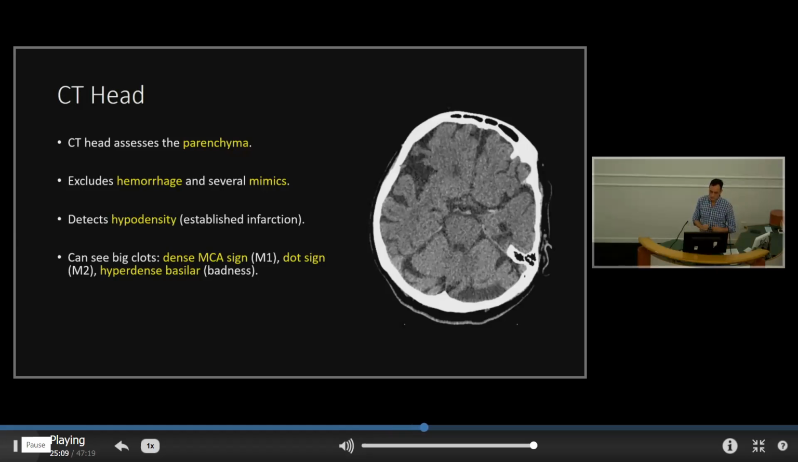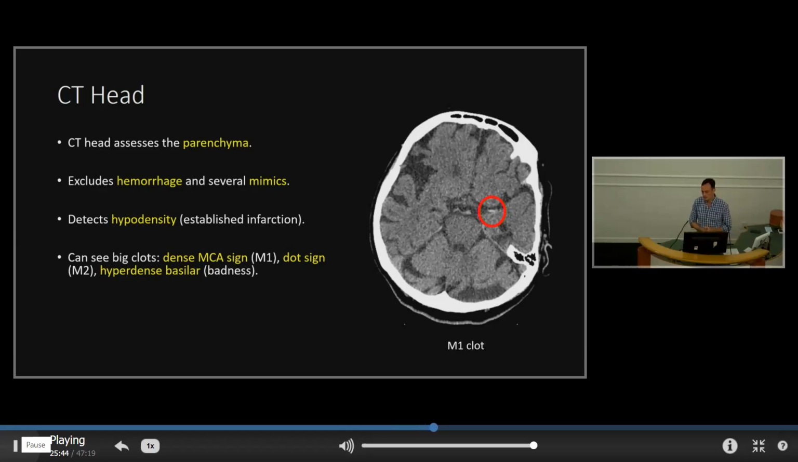CT head is very useful for seeing the big clots. You can almost always see the big clots. So we have the right or left middle cerebral artery. The first branch is actually known as the M1 branch. And if you see a hyperdensity, so a little too white in that region, then we call that a dense MCA sign. And there's one there. So do you see that little hyperdense region, that little white area? It's about 1 inch long. You can see that that's basically a 1 inch long clot, occluding the left MCA M1 branch.